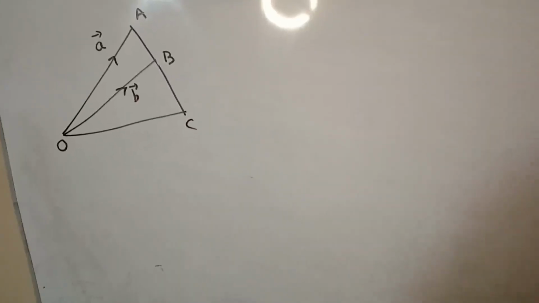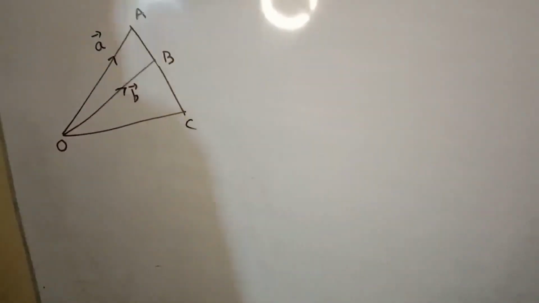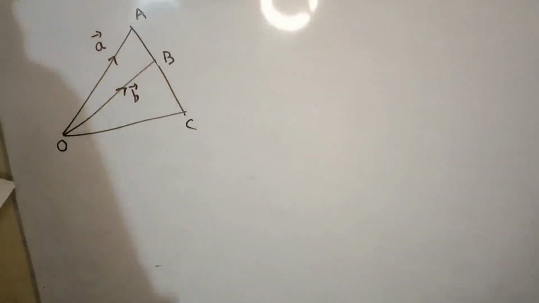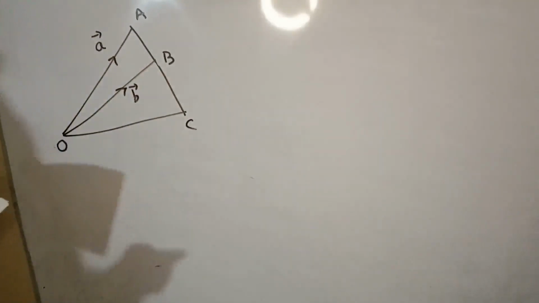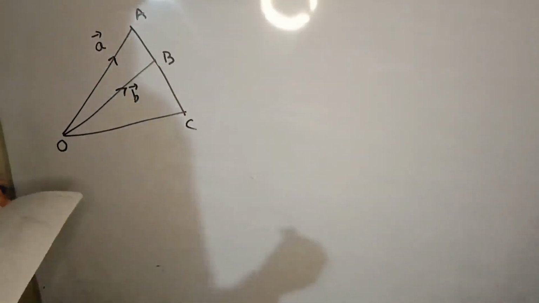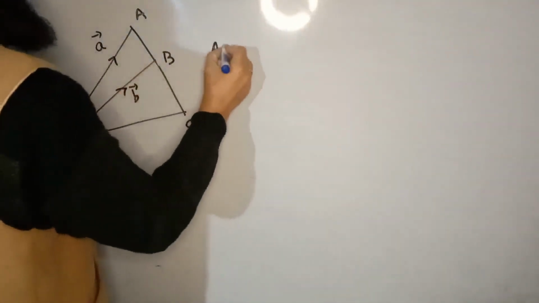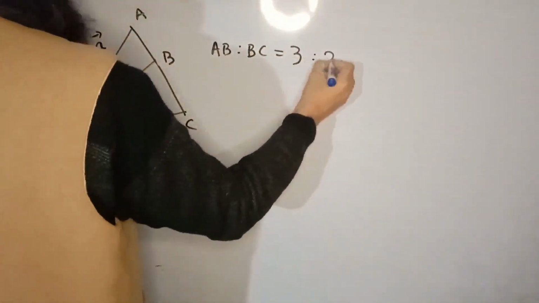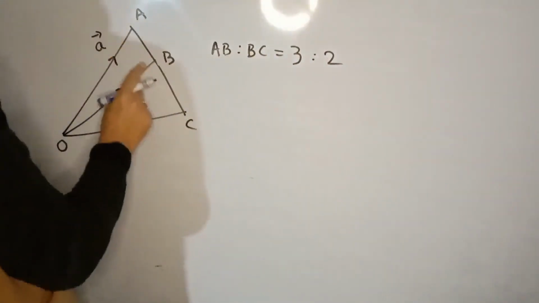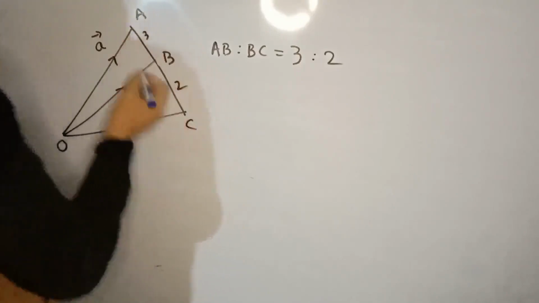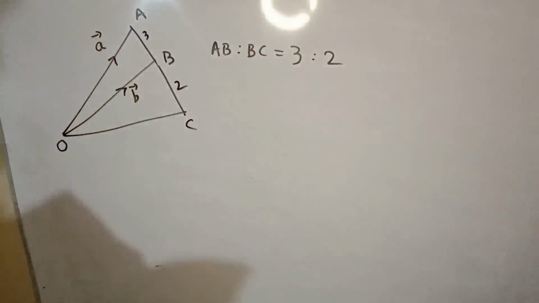26. In 26, a diagram is given in which OAC is a triangle, and B is a point on AC such that the ratio of AB to BC is 3:2. This is 3 and this is 2. The figure is not according to scale.